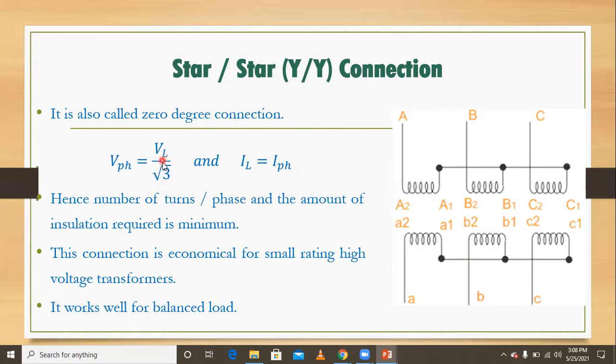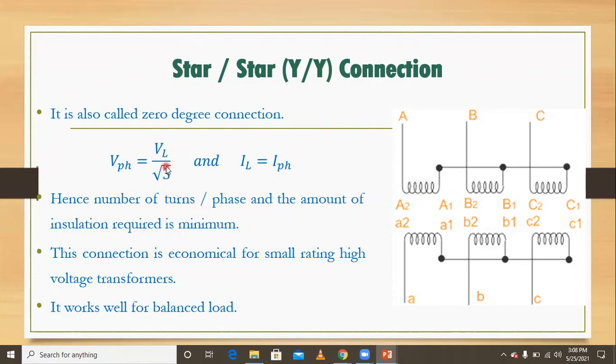Voltage handled by the phase winding decreases. That's why the number of turns per phase and the amount of insulation required is minimum. If the voltage increases, insulation increases to handle that voltage level. If voltage decreases, the amount of insulation required also decreases, and the number of turns per phase and insulation required is minimum.